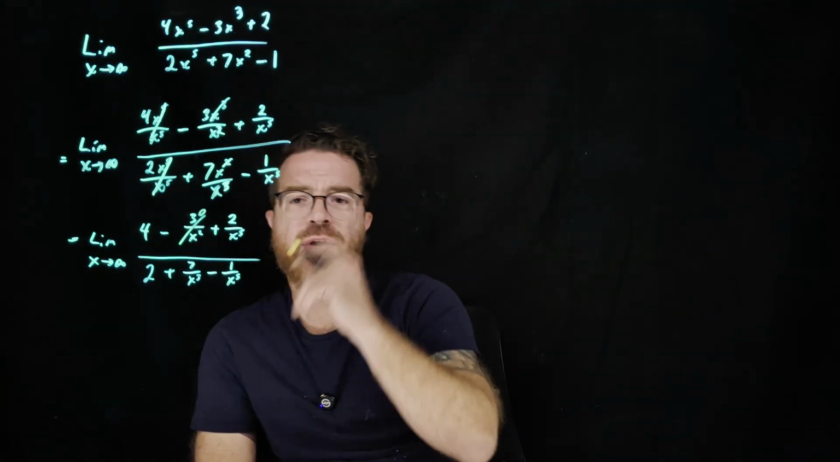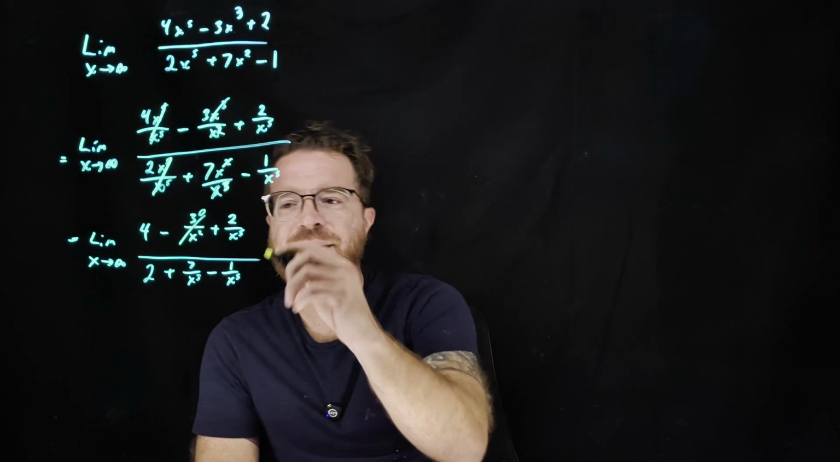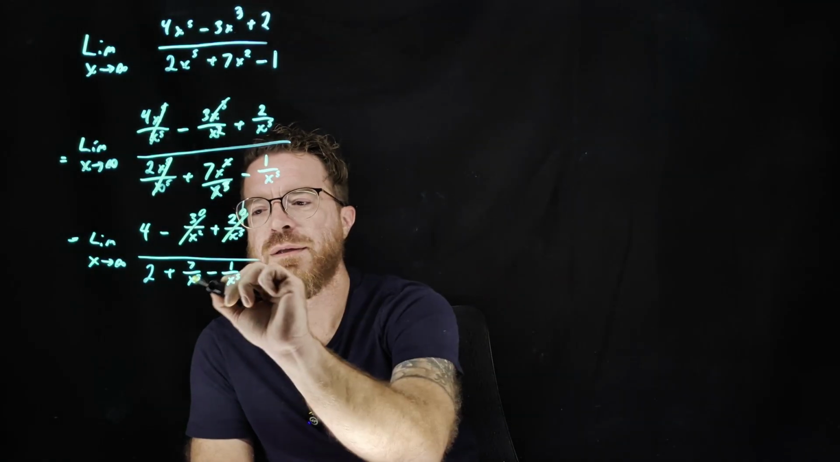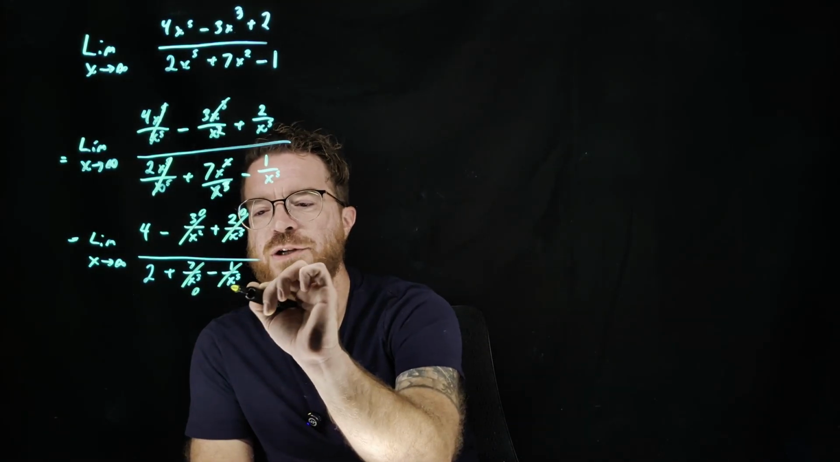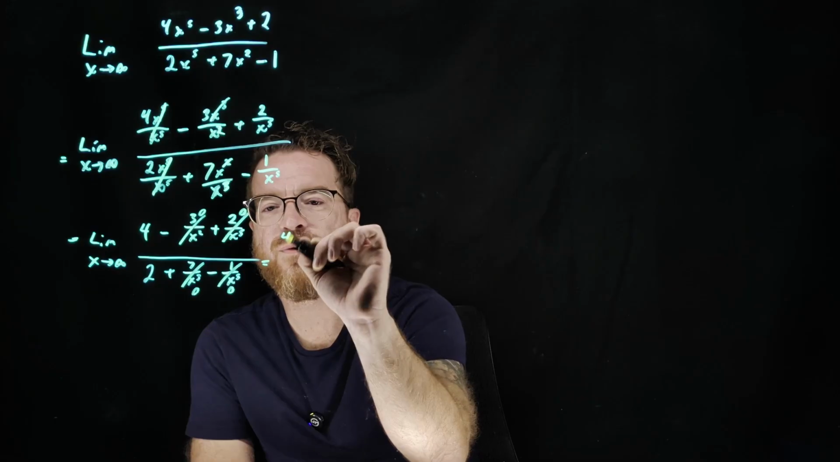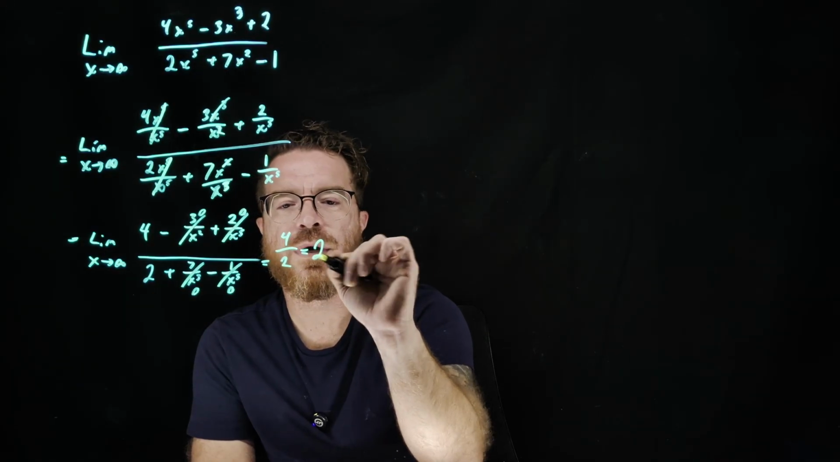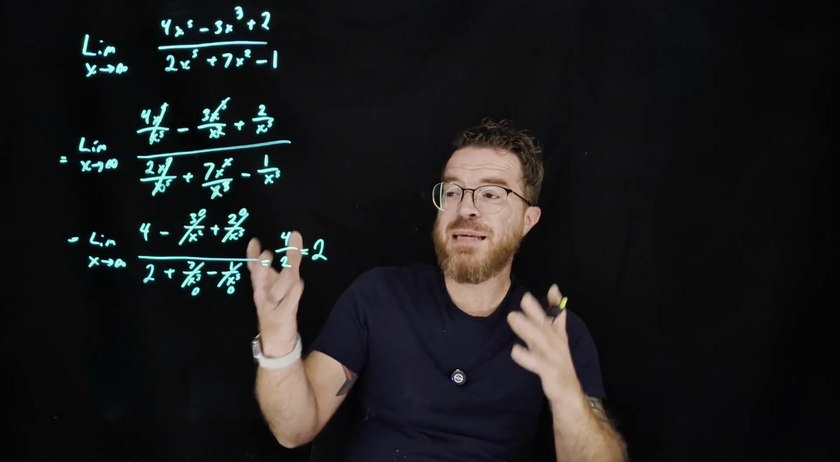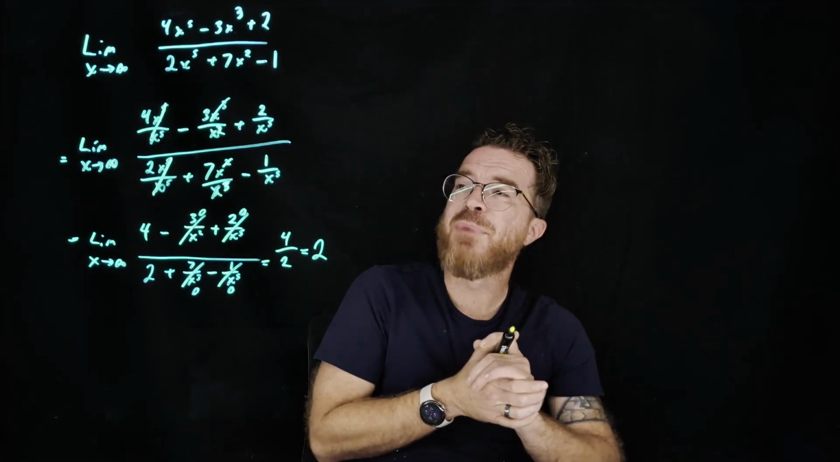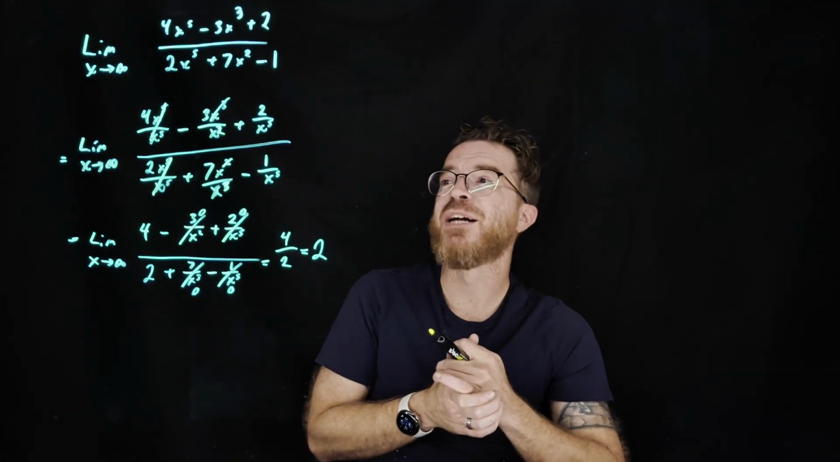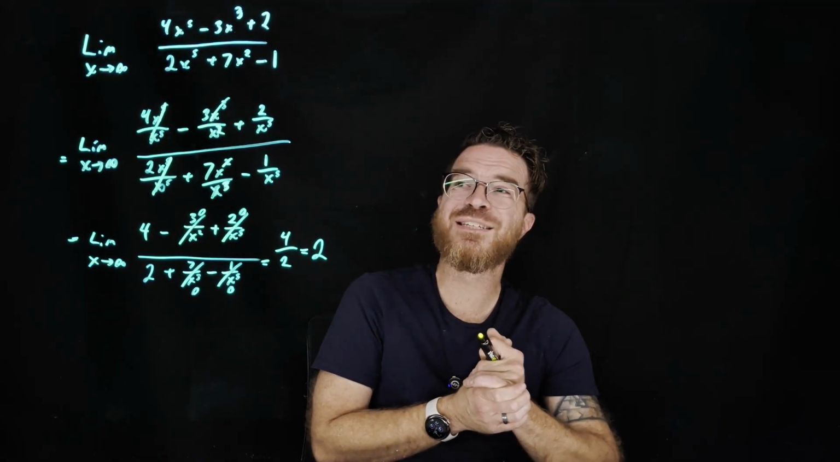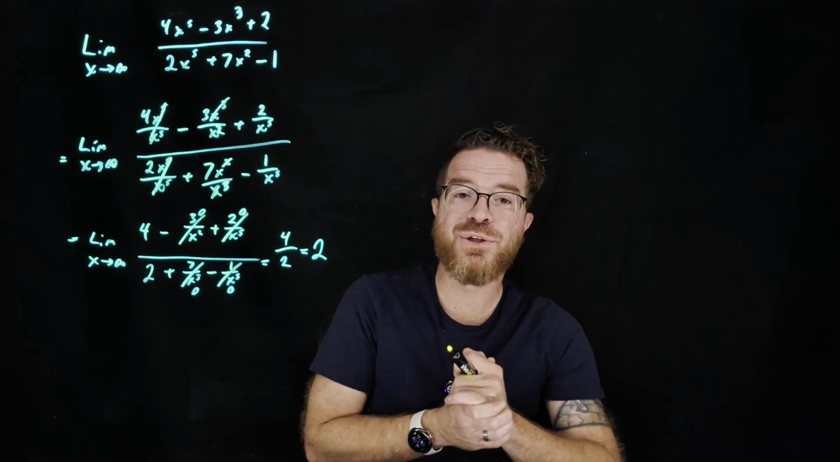Plus 2 over x to the 5th. Same thing, when I plug in infinity, that's going to go to 0. This term's going to go to 0. This term's going to go to 0, and we're going to be left with 4 over 2, or 2. So the limit of 4x to the 5th minus 3x cubed plus 2 divided by 2x to the 5th plus 7x squared minus 1 is equal to 2.